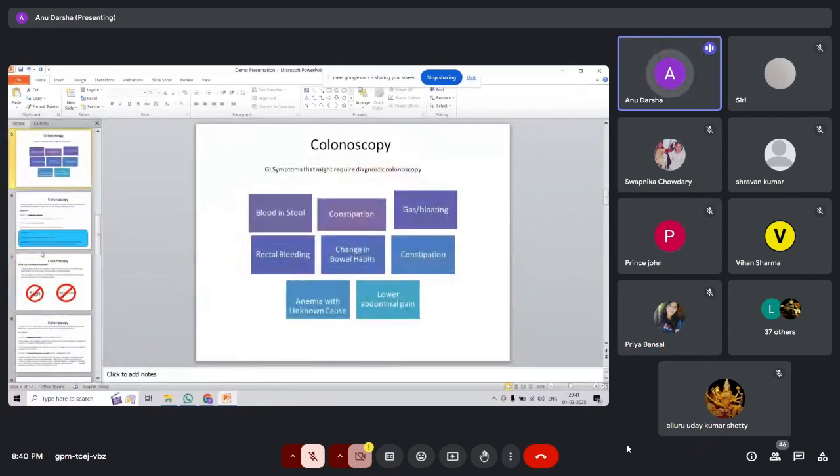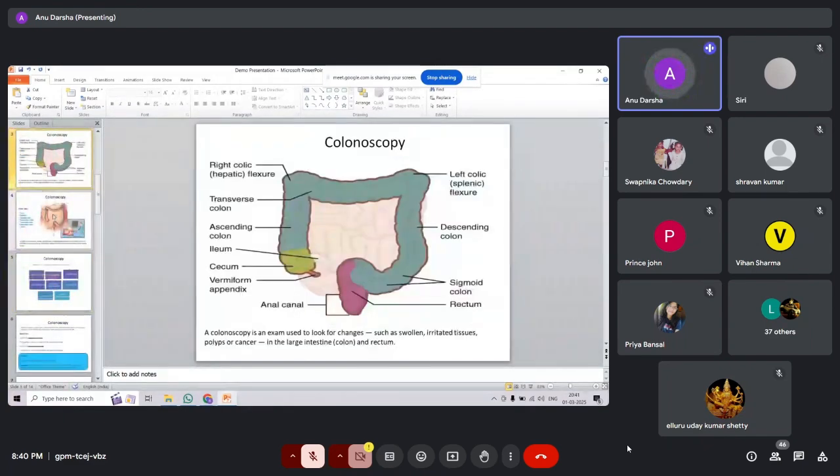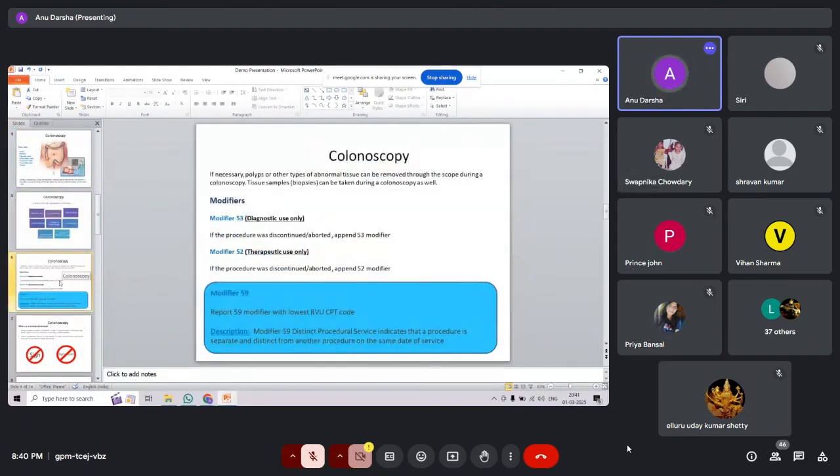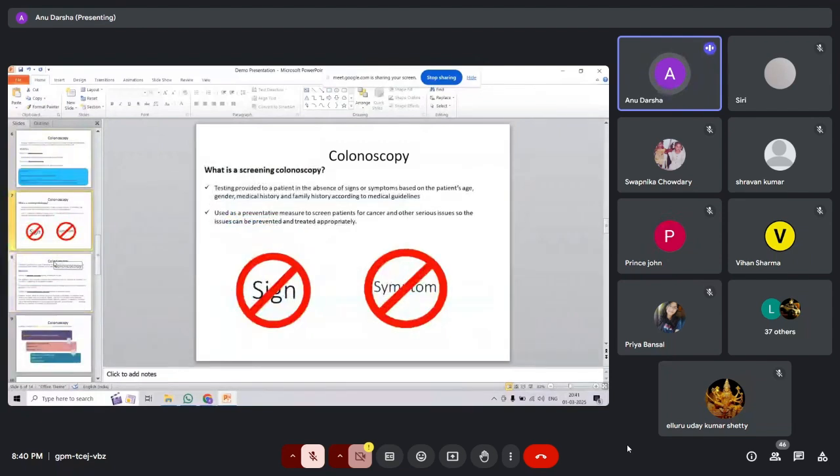Yeah, so this is the guidelines for a normal colonoscopy. Now we also have a different set of guidelines for screening colonoscopy. Basically, screening colonoscopy is the one which will be performed for asymptomatic patients. So why do they have to do a colonoscopy on an asymptomatic patient?